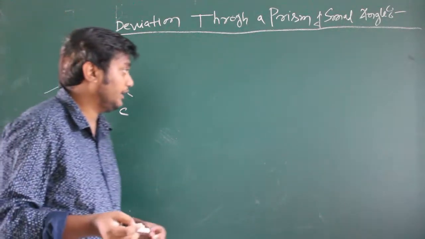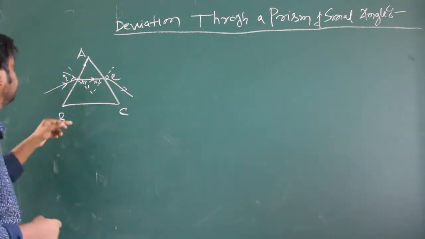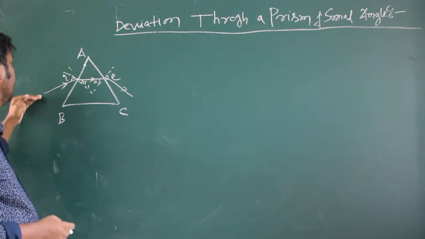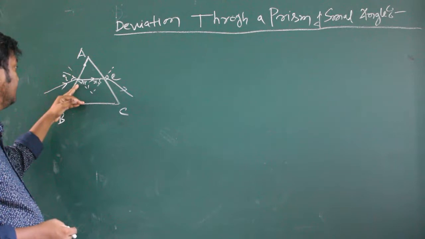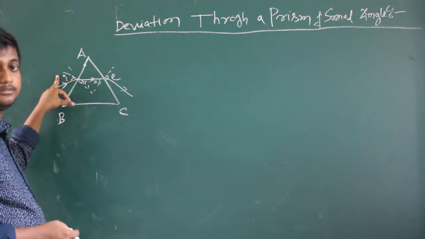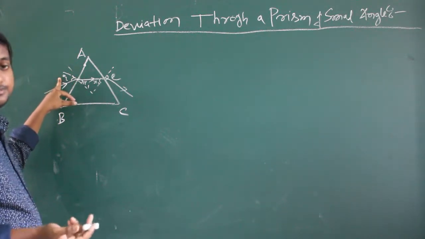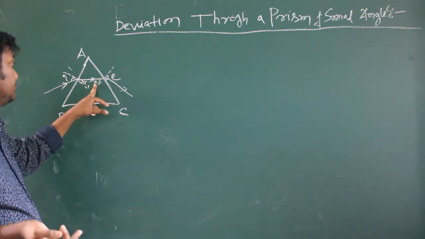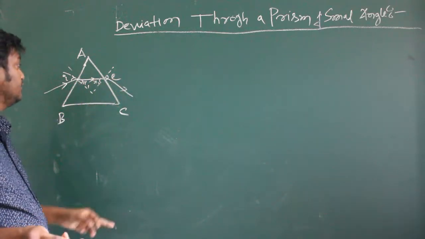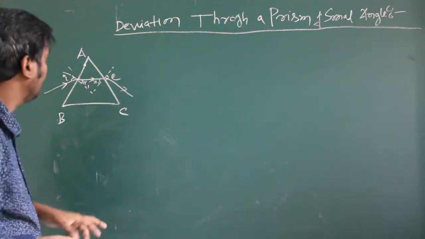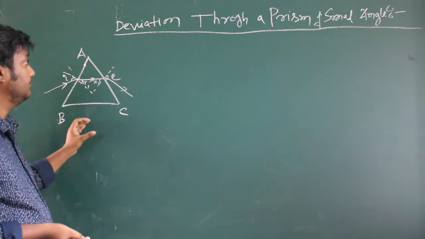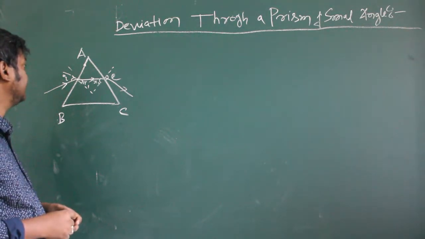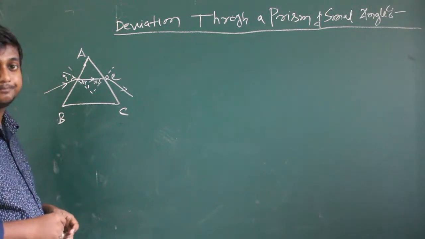In today's lecture I'm going to discuss the deviation through a prism of small angles. Here we consider one prism ABC. Suppose a ray is incident on the prism with a small angle of incidence. I is very small. If I is small, then R1 also is small. If R1 is small, then R2 also is small. Then the angle of deviation also is small. So we consider a prism in which the refraction takes place with small angles.